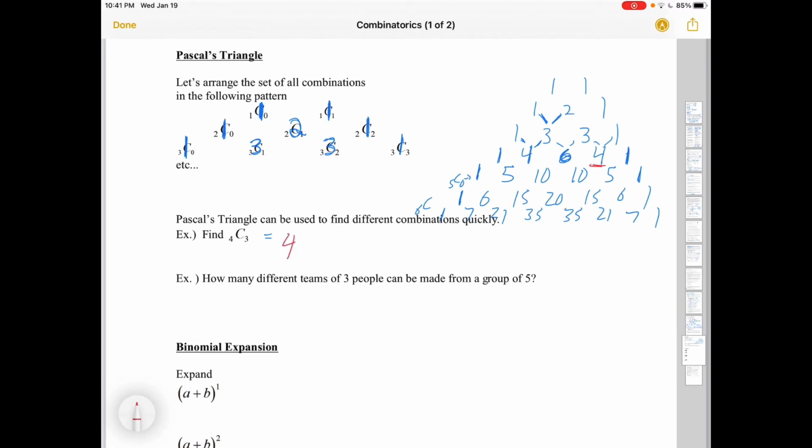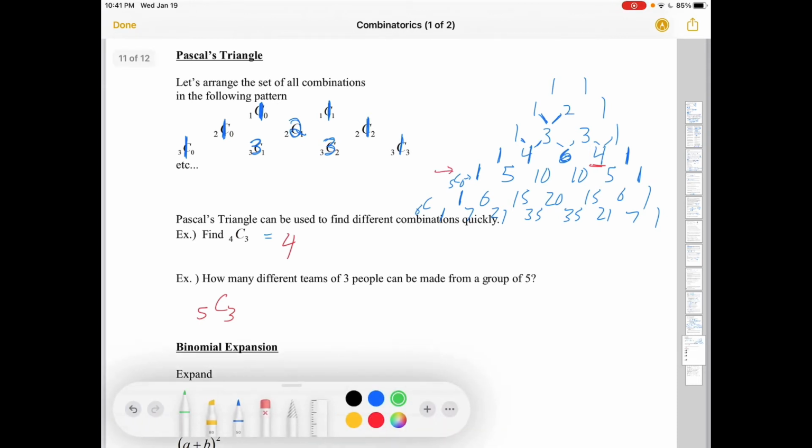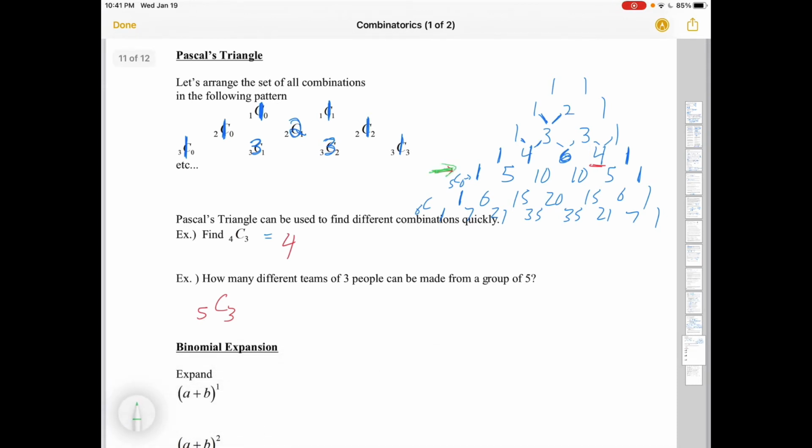How many different teams of 3 people could be made from a group of 5? Well, that would be 5C3. Oh, I can go to my 5C row, which would be right here. Maybe I'll pick a different color. 5C row is going to be here. And this would be 5C0, 5C1, 5C2, 5C3 would be this 10 right here. It's like a little combination calculator for you.